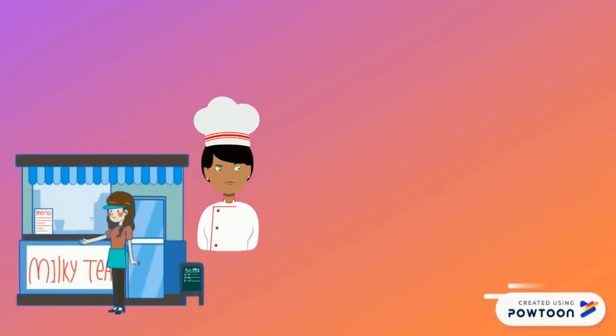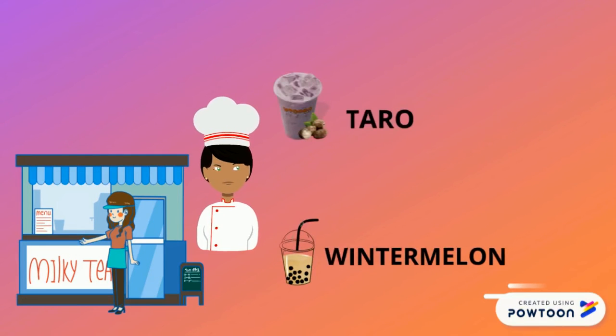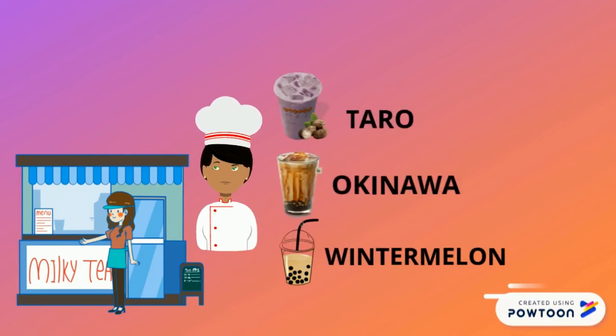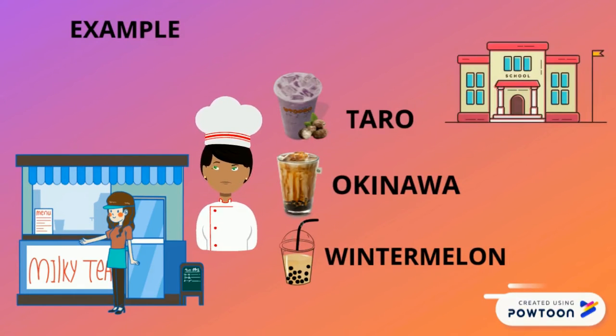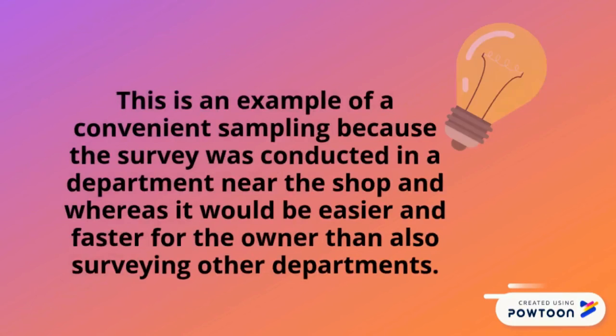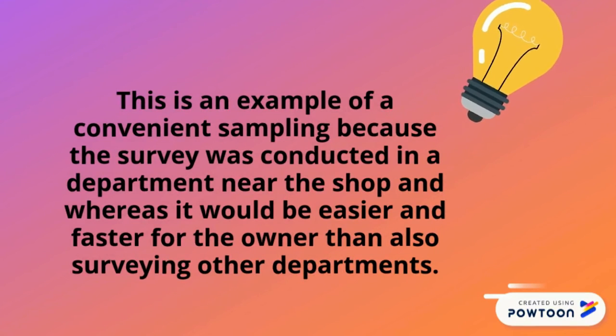Let's have an example. Let's say a milk tea shop in a university wanted to know what milk tea flavor do customers like the most. Through a survey, wintermelon, taro, and Okinawa are the choices. The owner conducted the survey on the nearest department, which is the dentistry department. This is an example of a convenient sampling because the survey was conducted in a department near the shop, whereas it would be easier and faster for the owner than also surveying other departments.